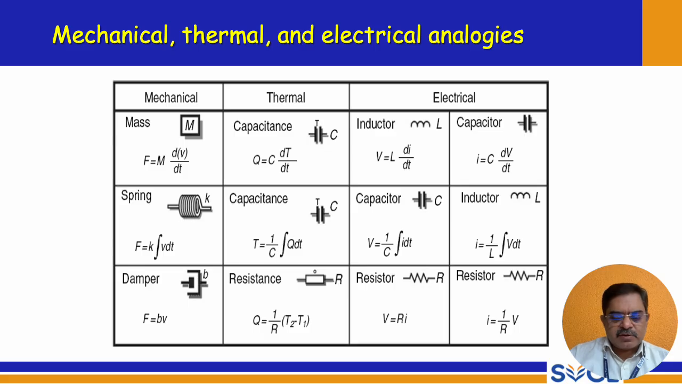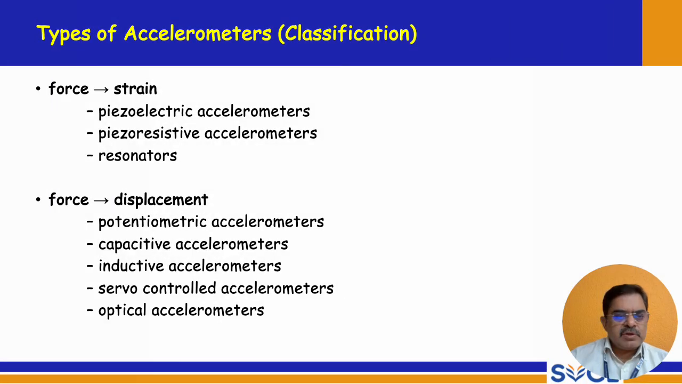And types of accelerometers and classification we can see here. So types of accelerometers, the force, so that is actually in terms of strain. So piezoelectric accelerometers, piezoresistive accelerometers, and resonators. So these are the three types of strain type accelerometers. Force type, so strain is considered here, and under strain these are the three types of accelerometers.